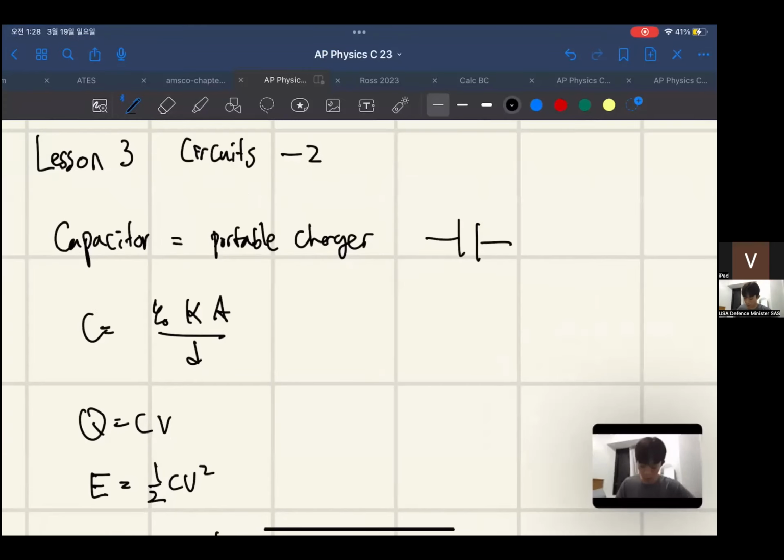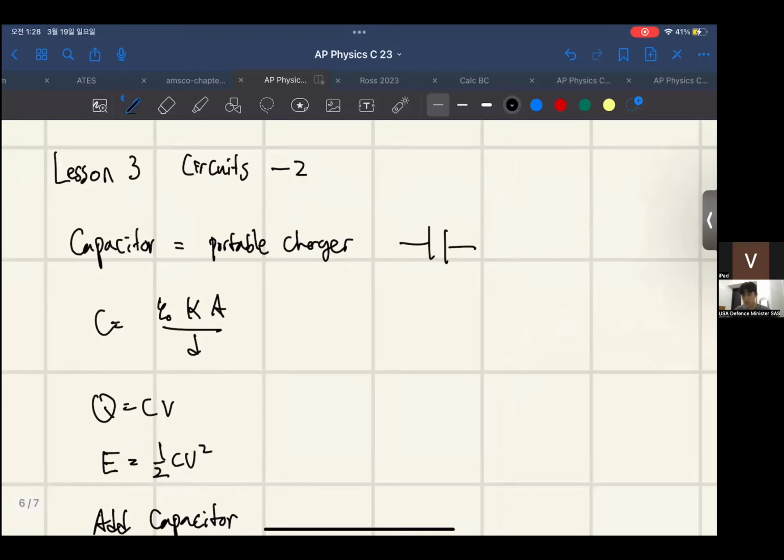Okay, so circuit part 2. I assume that this video will be shorter than the other ones because it's basically the second part. And also, it's only going to cover two things, which are capacitors and inductors. And technically, in my RLC circuit video, I also do talk about capacitors and inductors. So I'm going to keep it short. But anyways, let's get started.